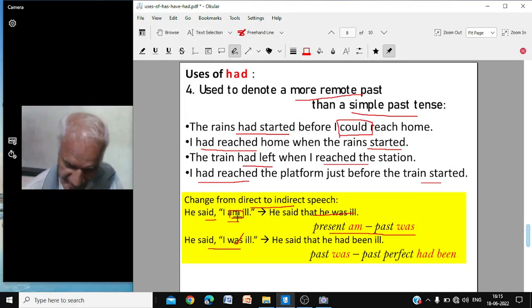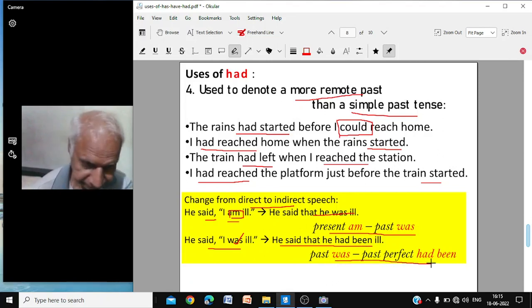This was in present tense. So you change it into past tense. This is already in past tense. So it is changed to past perfect. He said that he had been ill. Had been. Past is changed to past perfect. A more remote past.